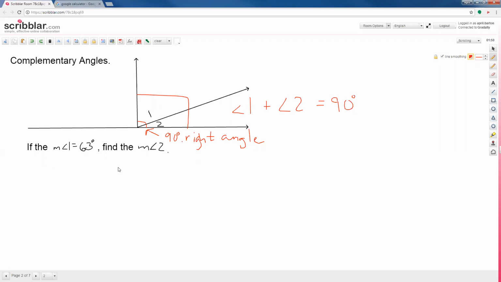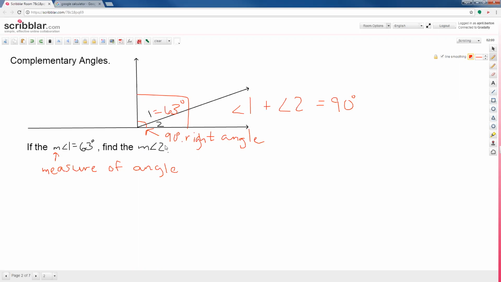So in the question for this one, instead of actually writing in the angle measure on the picture, they told us down here. It says, if M angle 1, M, you say measure of angle 1. That M just stands for it. There's an actual degree measure for angle 1, and that is 63 degrees. So angle 1 is 63 degrees. And they want us to find the measure of angle 2.